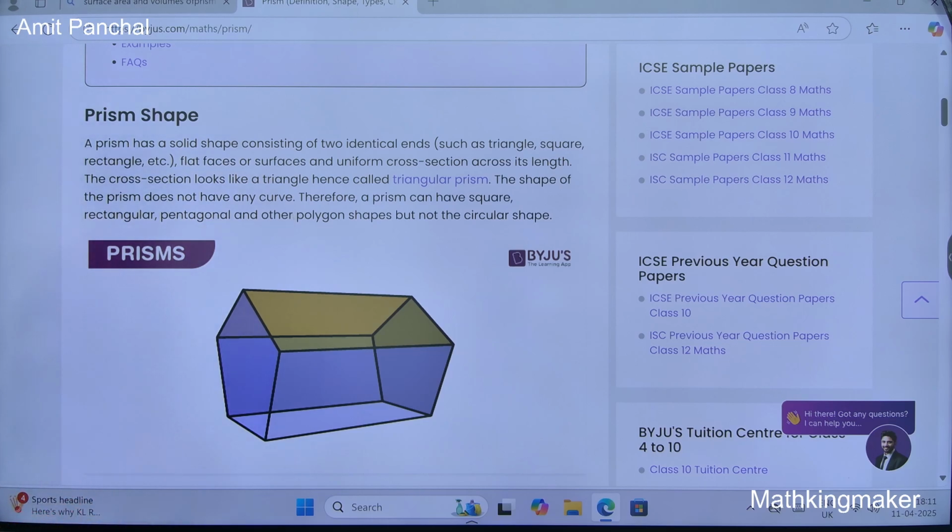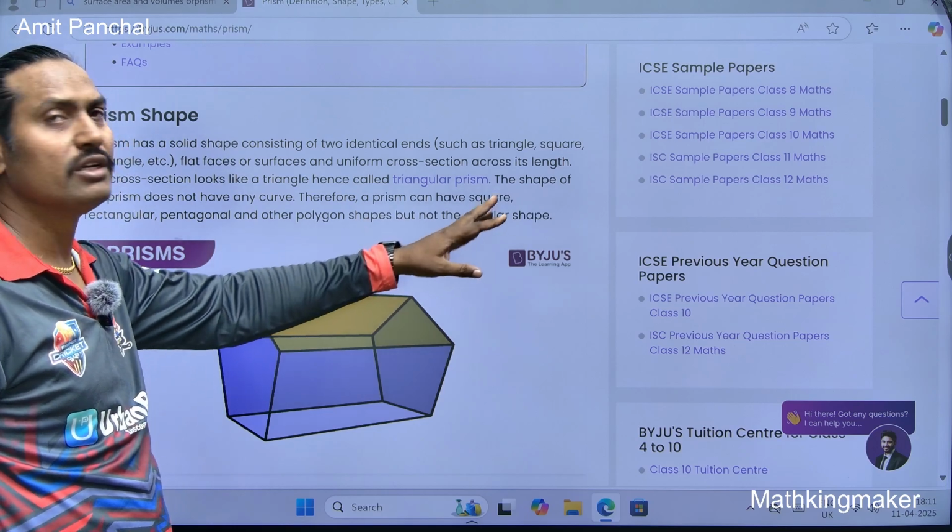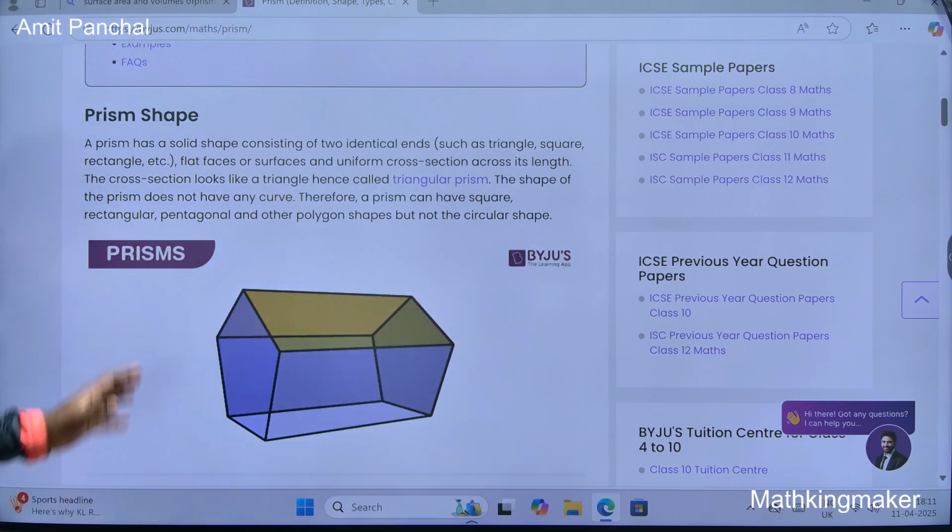The shape of the prism doesn't have any curve. Therefore, a prism can have square, rectangle, pentagon and other polygon shapes, but not a circular shape. So its base cannot be circular.